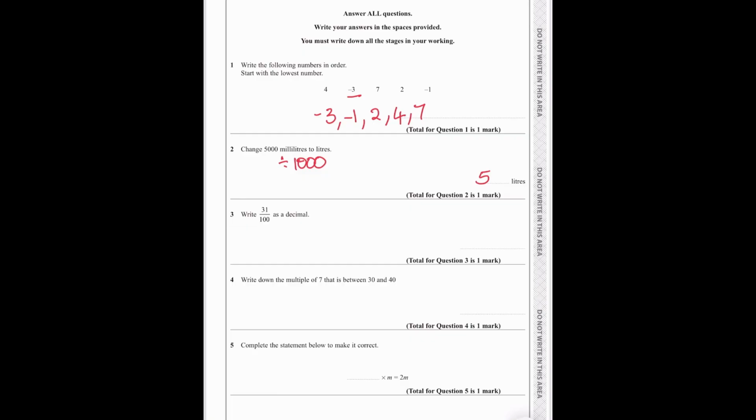31 out of 100 as a decimal. So it's 31 divided by 100, which gives us 0.31. Write down a multiple of 7 that's between 30 and 40. So multiple means 7 times table, so that is 35. Complete the statement below to make it correct. Something times m is 2m, so that must be 2.